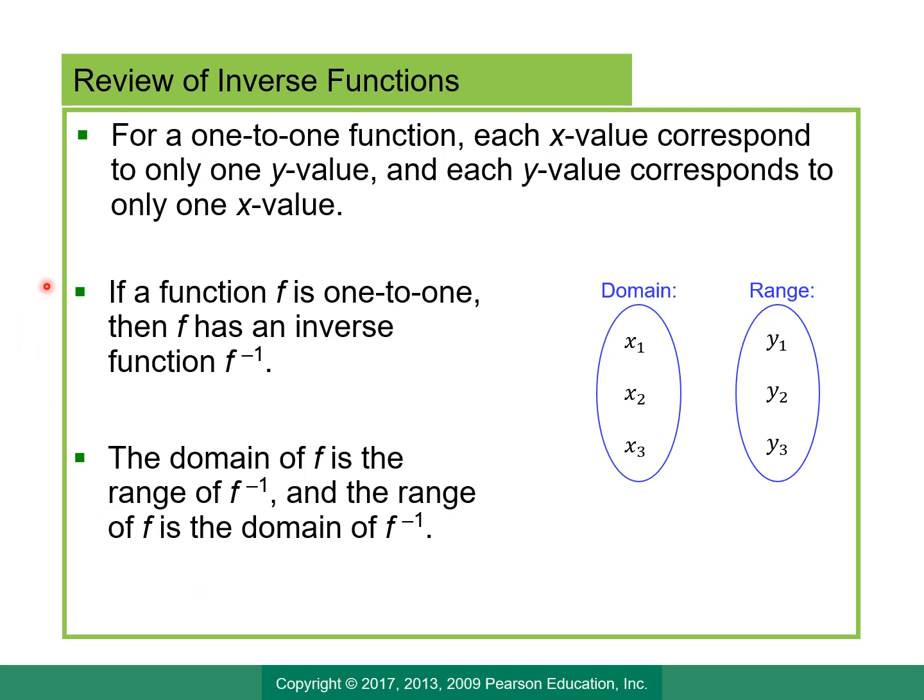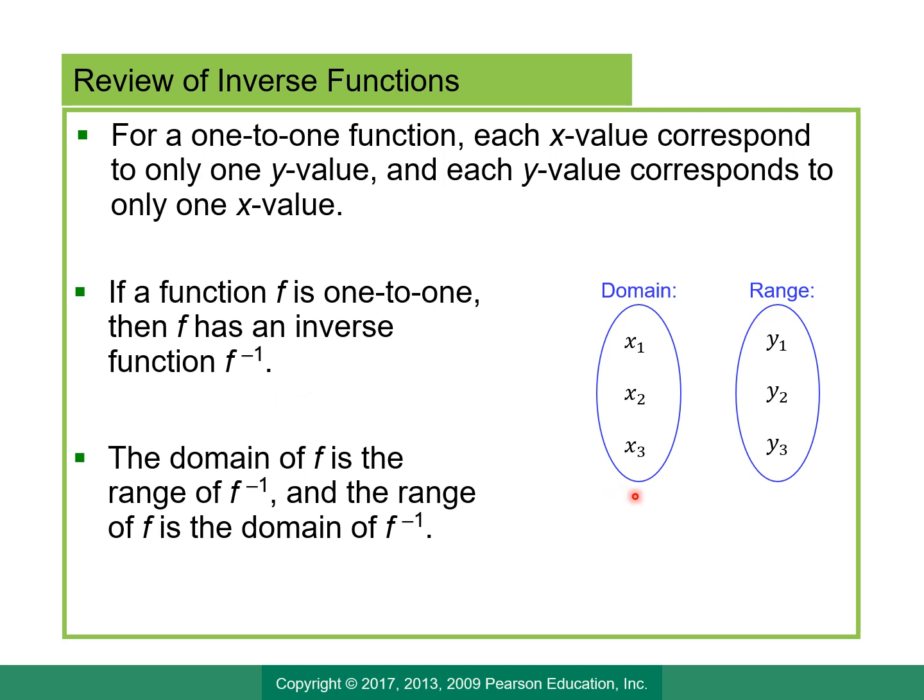So some facts about inverse functions. For a one-to-one function, each x value corresponds to one and only one y value, and each y value corresponds to one and only one x value. This is the whole idea of one-to-one that we just talked about. And if a function is one-to-one, that's when it has an inverse function. So this is like a necessary criterion. It has to be one-to-one for the function to have an opposite. And the reason is we want to go backwards. We want to do the opposite. And if it's not one-to-one, we can't go backwards.